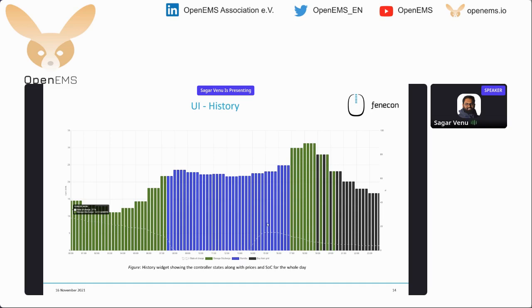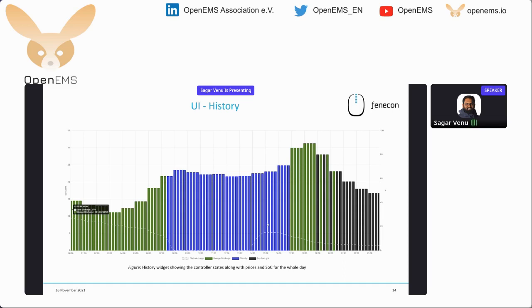So this is a bar chart. Each bar represents a 15 minute price value. And like I have mentioned before, for the states of the controller, each state has been given a certain color. This is easily recognized by the user, and he is able to understand it very well.